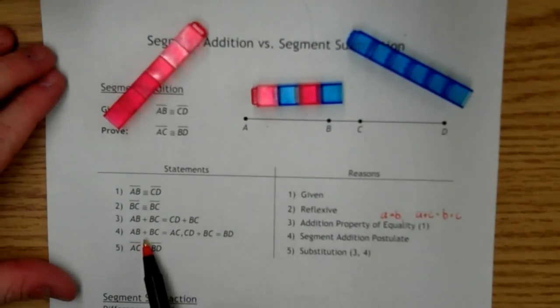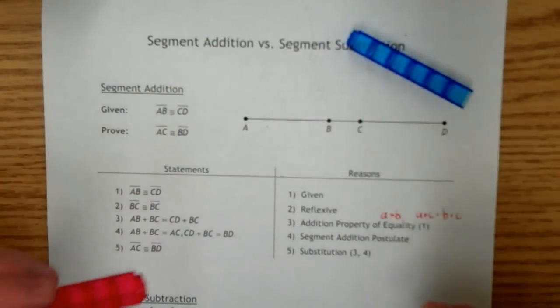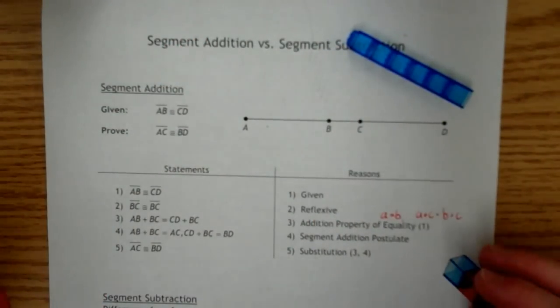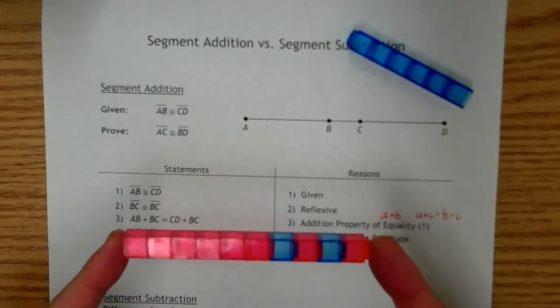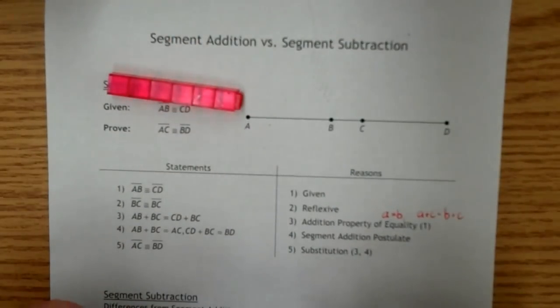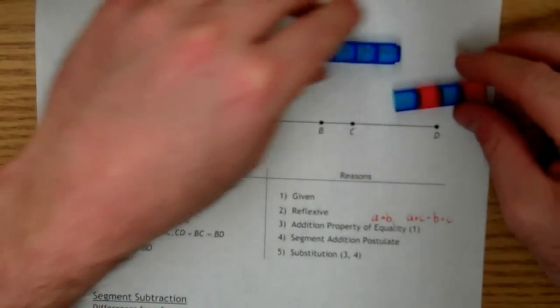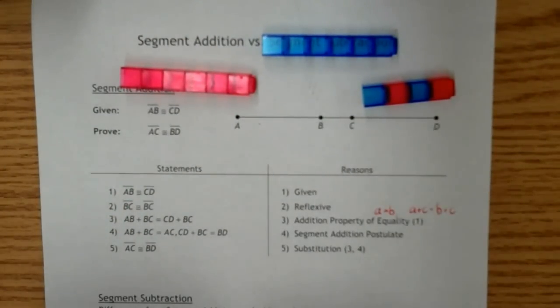In step number 4, I'm doing the segment addition postulate, which says that if I take AB and I add BC to it, the result is AC. And if I take CD and add to it BC, the result is BD. So that's what's going on with the segment addition postulate. It's saying that if I take these two pieces and add them together, this is the name of the resulting piece. That's what happens in step number 4.